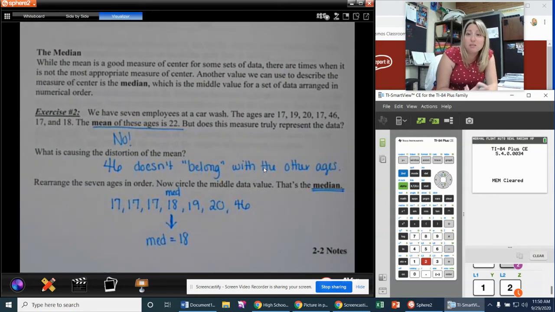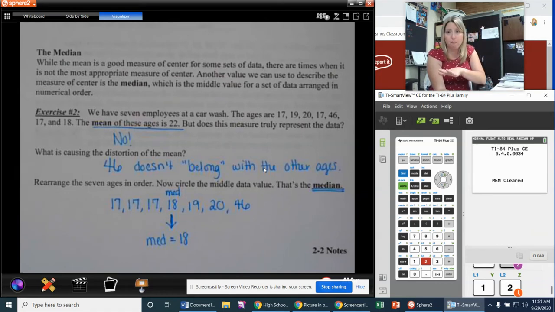Does 18 make more sense to talk about the measure of center, the center of all these ages? Yeah, this makes way more sense to describe the ages of the people that work in this car wash. The middle age of the people who work at the car wash is 18. Notice I stopped myself from saying average because the average is the mean only. The median is the middle of the data values.